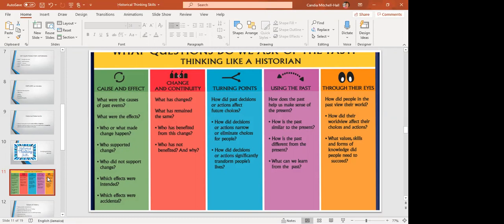And usually when an event happens, there's change. Not all the time is there change when an event happens. So we need to ask ourselves, what has changed? What has remained the same? It's not everything based on a historical event that is going to change. Some things are going to remain the same.